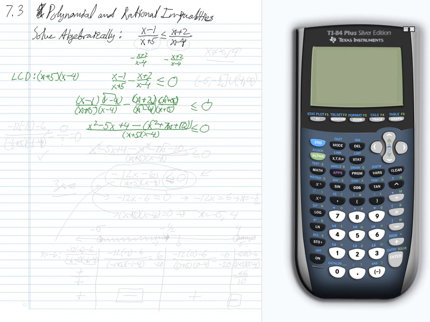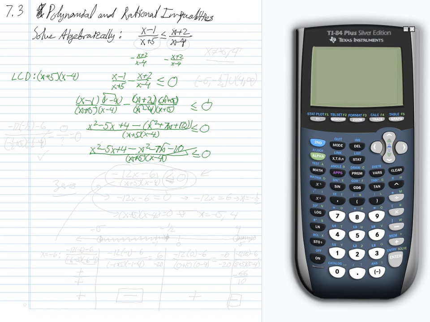Now the reason that I FOILed my numerators is because I would like to try to simplify this. This is a pretty rough looking equation or inequality. This function would be really difficult to analyze, so let me simplify it if I can. This is actually x squared minus 5x plus 4 minus x squared minus 7x minus 10, all over x plus 5, x minus 4.